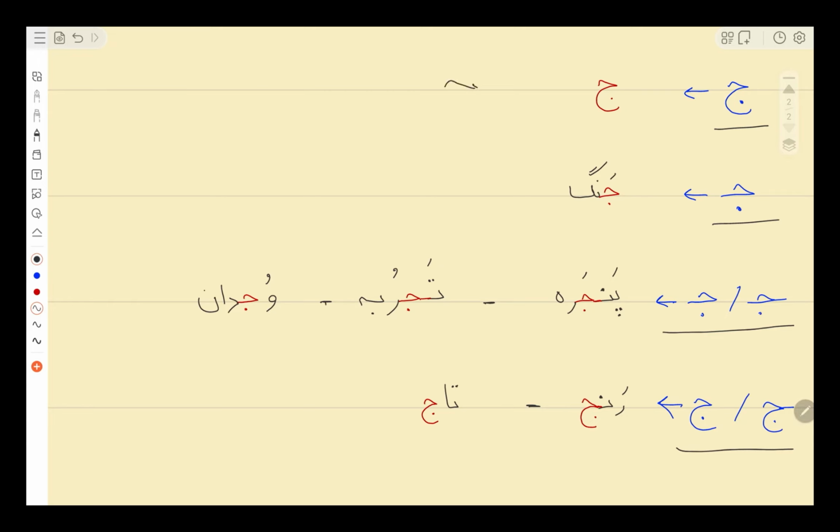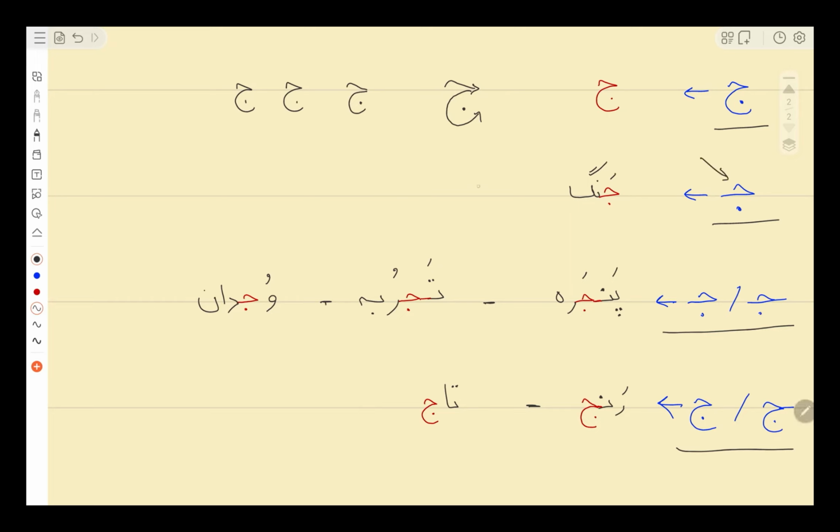So you draw the first shape above the ground line, and then you draw a hook under it, under the ground line, and then you put the dot. Okay, so the first shape is above the ground line, and then you draw a hook like this. Okay, so the letter Jim in the beginning of the word is drawn like this.